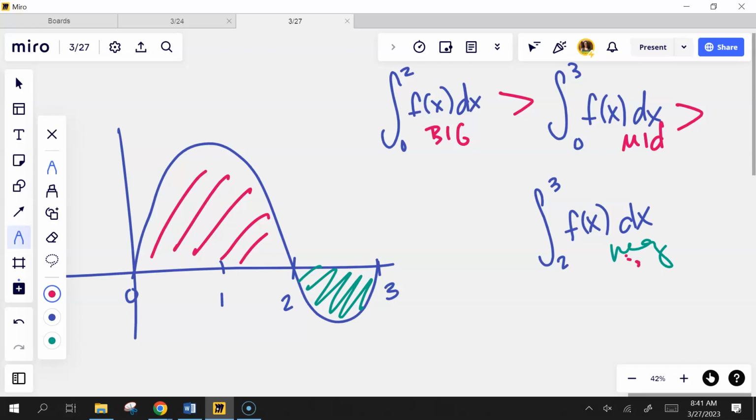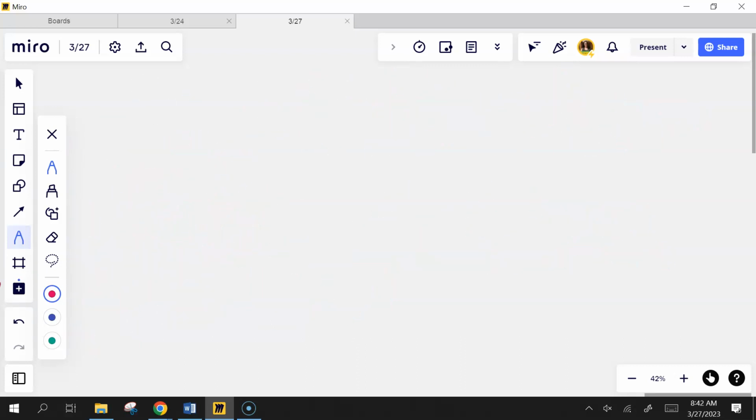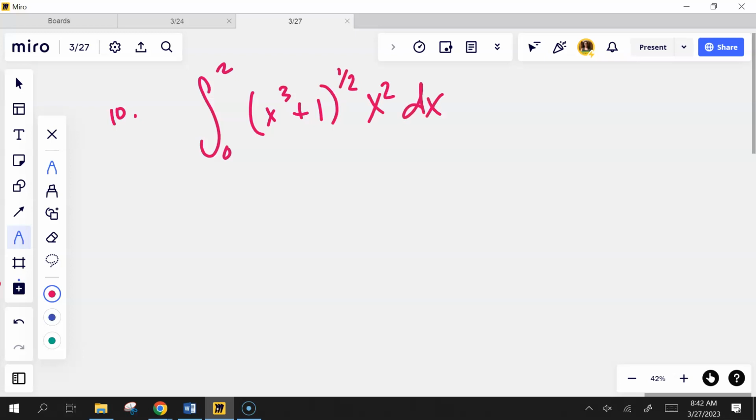Number 10 was a doozy for me because of the no calculator part, I think. Okay, let's see. We're going from 0 to 2. All right, so this was a U substitution. And I knew that because I've got a power of 3 and a power of 2, one below it here. So if I let U be x cubed plus 1, then du could be 3x squared dx, right? So I need a 3, which means I need a 1/3.